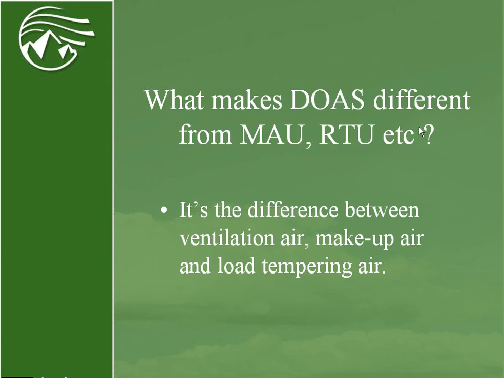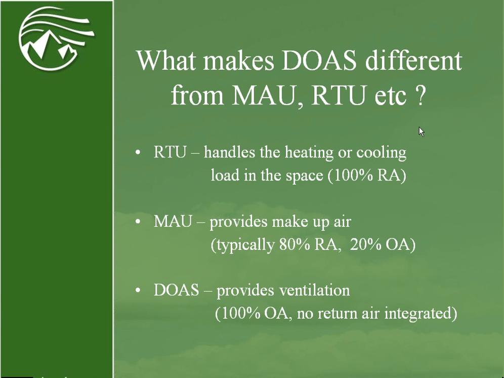Sometimes people get confused between a makeup air unit, an outside air unit, and a standard rooftop unit. So what's the difference between all these different types of units that we can use and integrate into our building? The difference basically is between ventilation air, makeup air, and load tempering air. So what makes a dedicated outside air system different from a makeup air unit or rooftop unit?